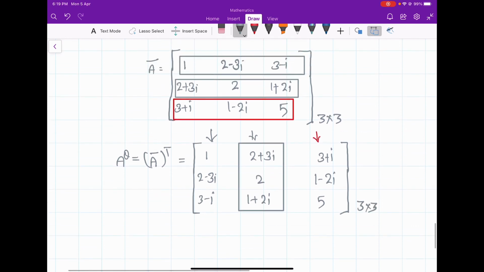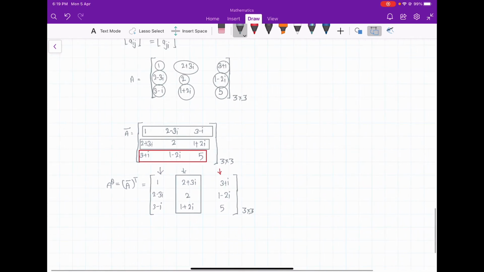So here you can see that A and the transpose of the conjugate of A are the same. So here you can write A theta is equal to A. So A will be a Hermitian matrix.